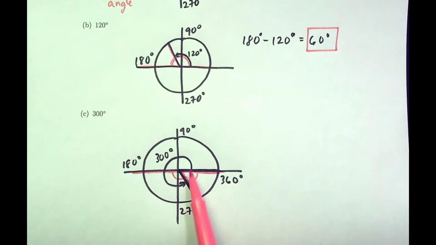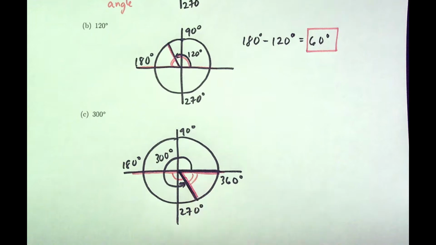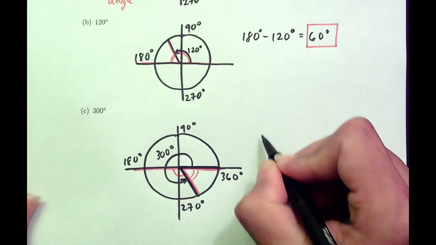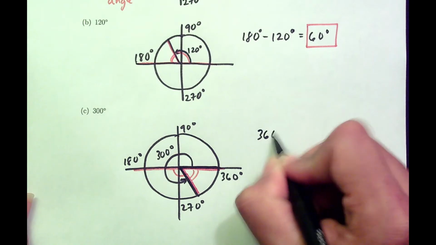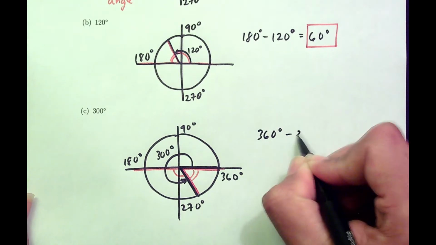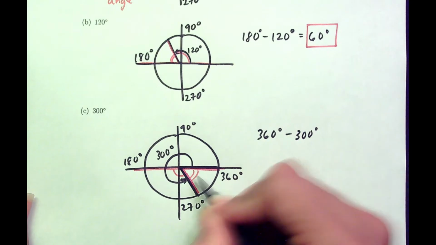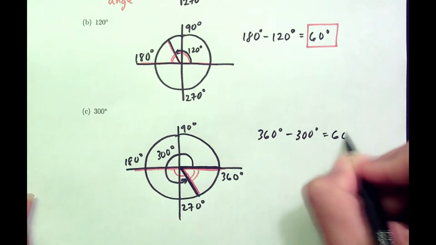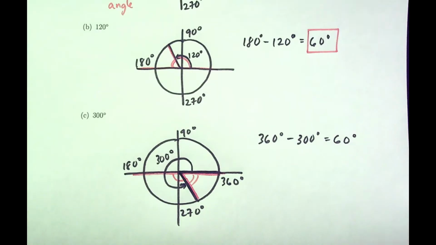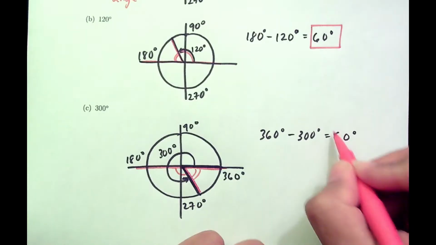So if this is 300, how much more do you need to just complete the full circle? So what is the measurement of that little piece? Well, that should be 60, because 360 minus 300 is that little leftover over there, which is 60. So the reference angle of 300 degrees is 60.